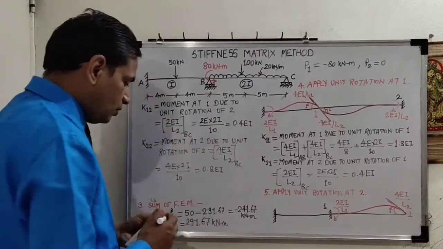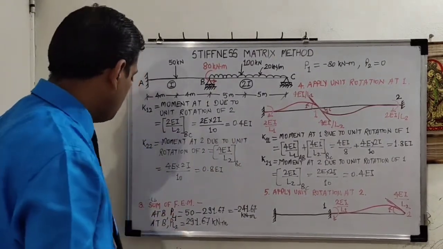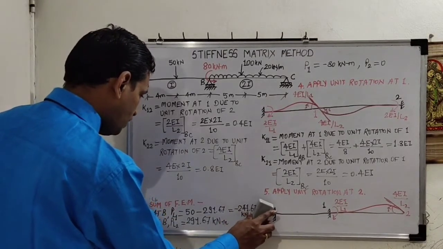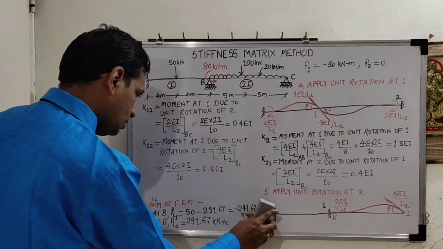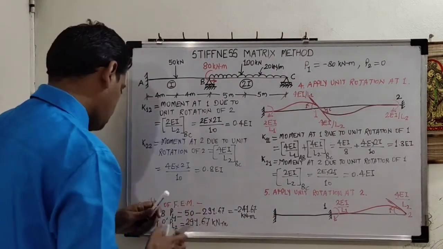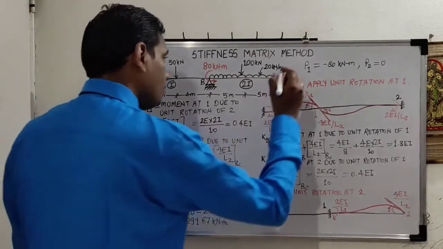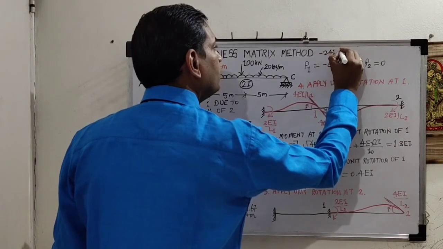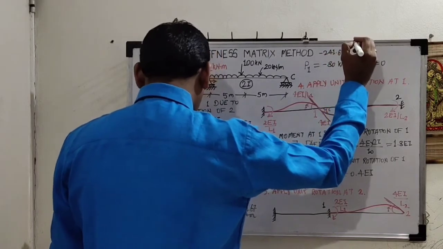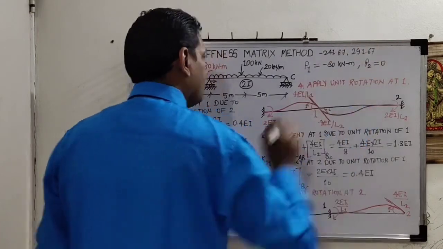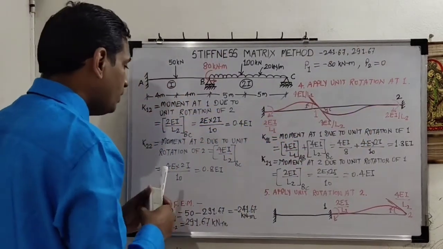Okay. So let us go to our step number 6 now. I think I should keep these two. I just note them here. PL1 is minus 241.67. PL2 plus 291.67. Okay.